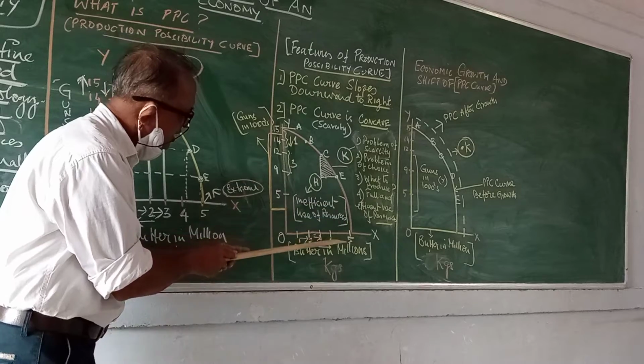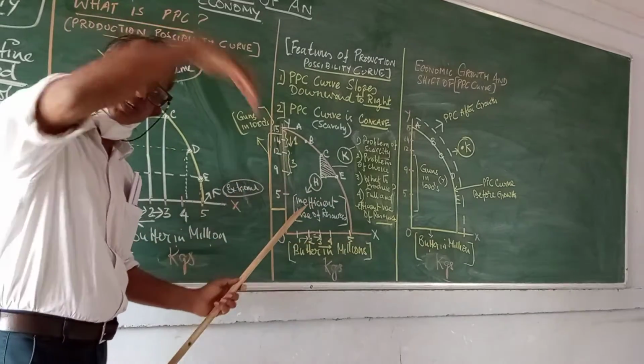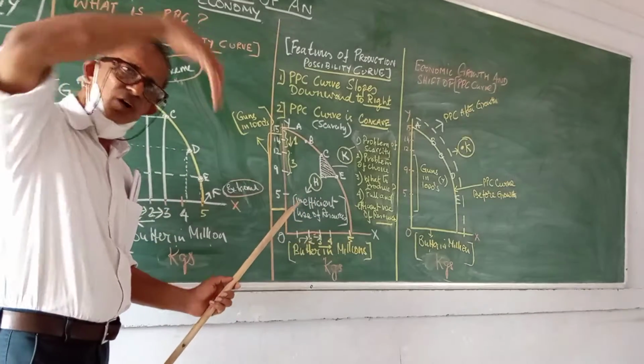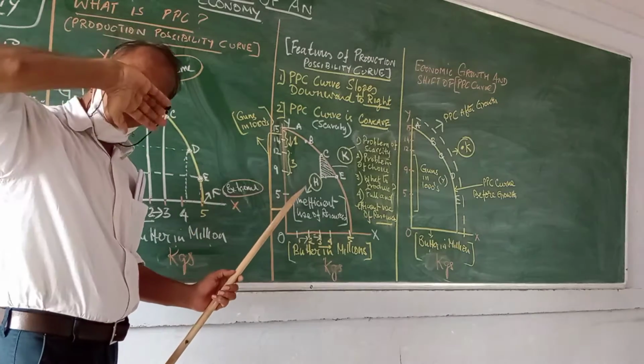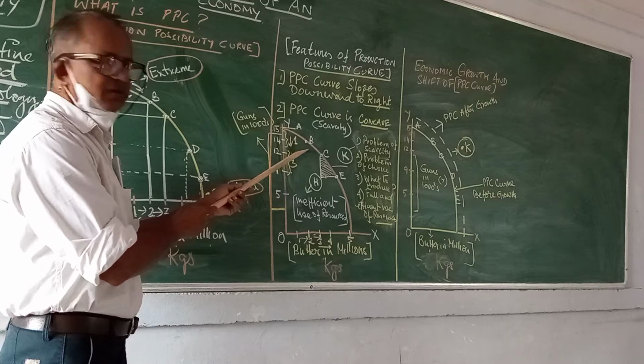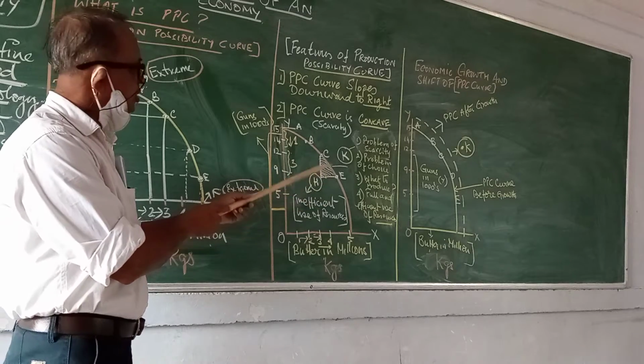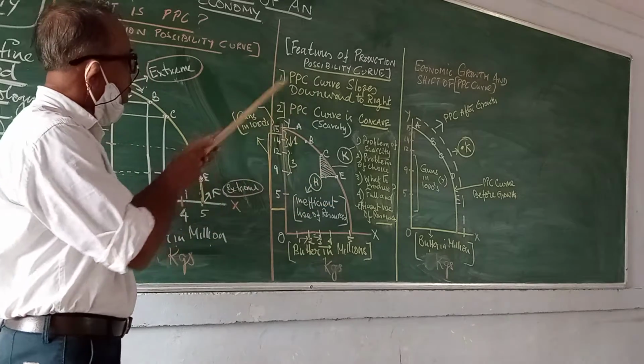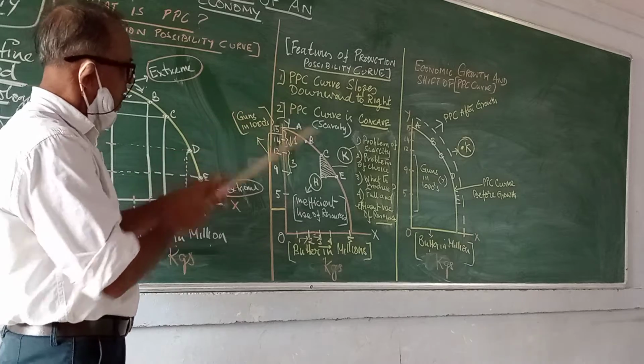It is concave, that is, it bulges outside. Anything bulging outside is concave. Anything that is going inside is convex. So the production possibility curve is always concave in shape. So these are the two features of the production possibility curve.